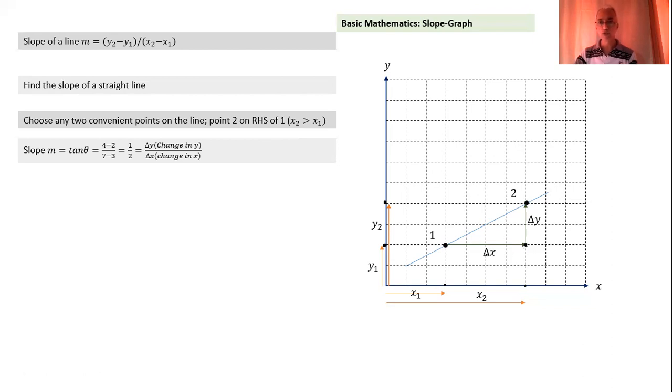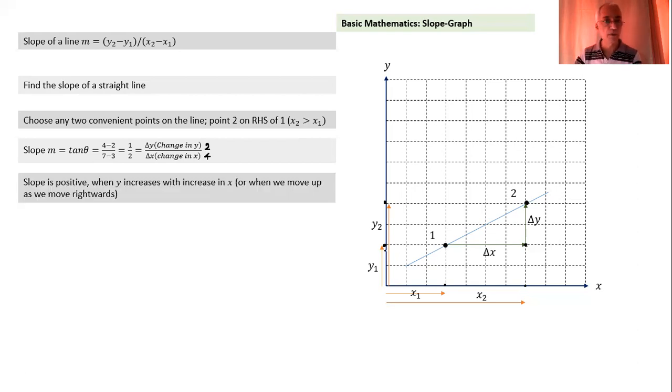So we put those values. We could have written y2 minus y1 divided by x2 minus x1. We put those values, we get equal to 1 by 2. Or delta y is equal to 2 and delta x is equal to 4. Yeah, so that's how we find the slope. No problem. This is simple.